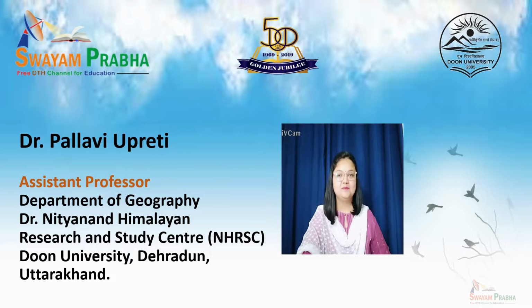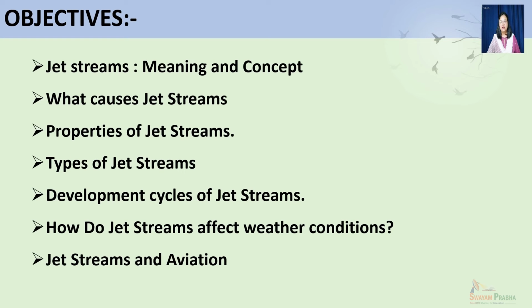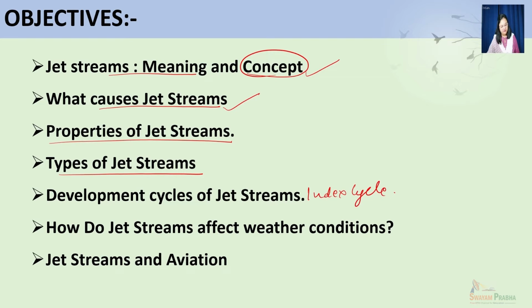So let's begin. In the due course of this video lecture, the learners will be able to understand the meaning of jet streams and various concepts which are associated with jet streams. Further, what are the factors for the formation of jet streams? What are the properties of jet streams? What are various types of jet streams and development cycle of jet streams in terms of index cycle? And finally, we'll be understanding how jet streams affect the weather conditions across the globe and how the jet streams affect the aviation in different parts of the world. So let's begin.